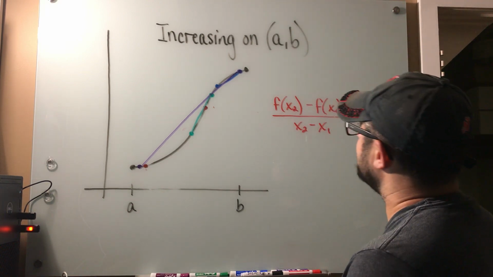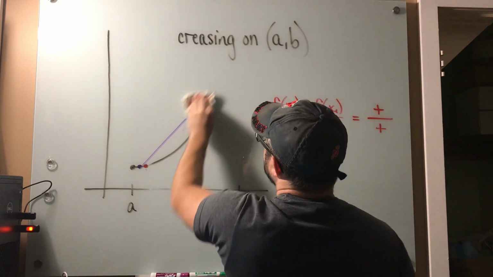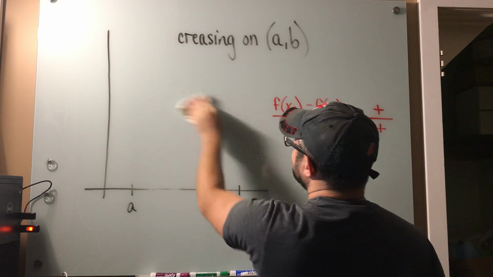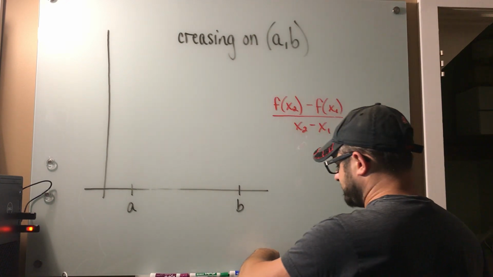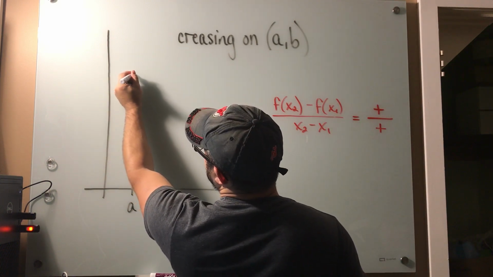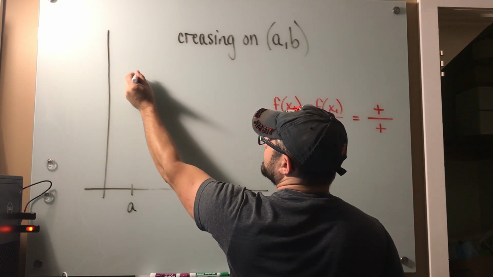In much the same way then, a decreasing function will always have a negative slope, no matter what 2 points you choose. So this time, in order to be decreasing, it should be going something more like this.